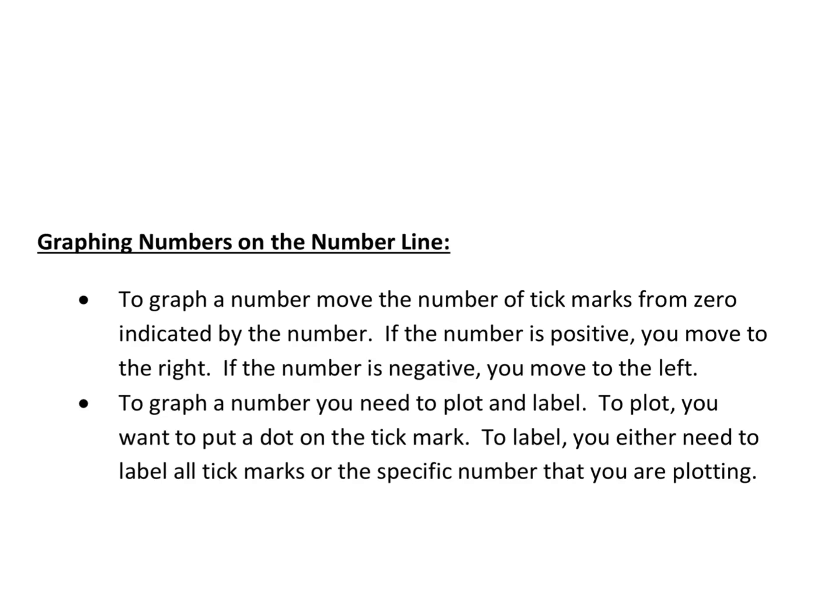To properly graph a number, or to include everything that needs to be included, you need to plot and label. To plot means to put a dot on the tick mark. To label, you either need to label all the tick marks on the number line or the specific number that you are plotting. All right, so let's look at some examples of this.